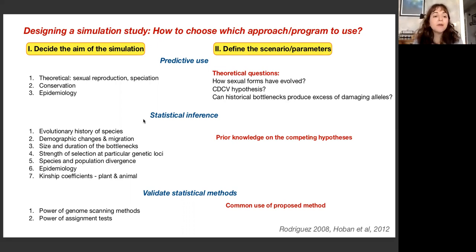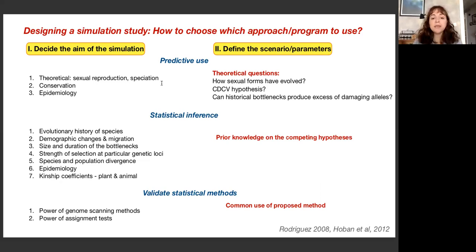And also we can study epidemiology for the predictive purpose. For example, in complex diseases, there is the common disease, common variant hypothesis. To investigate if this hypothesis is correct or not, what are the dynamics, what are the expectations from a population under the common disease, common variant hypothesis, we can run the simulations with the predictive use.